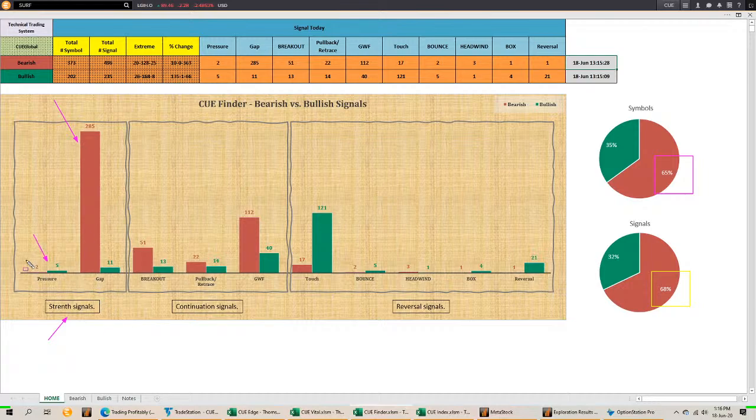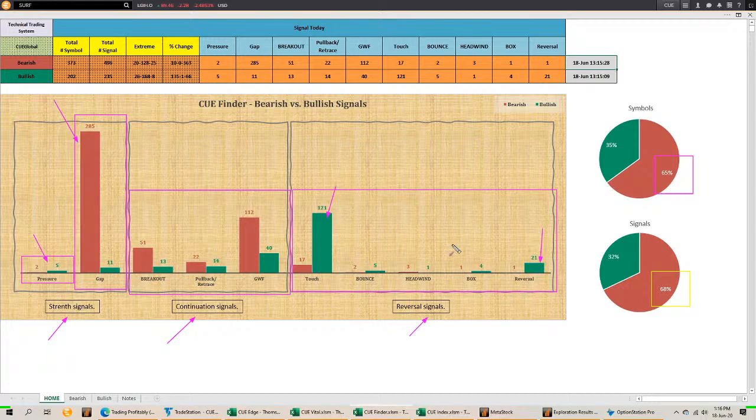Pressure signals may not show up properly now because the day is not over. Pressure includes volume in calculation. It may still need some more time to calculate if the bullish pressures are more or bearish pressures are more, but the gaps are certainly much more bearish today. In terms of continuation signals, yesterday was bearish and today also overall it is more bearish than bullish. On the other hand, in terms of reversal signals, it is more bullish.